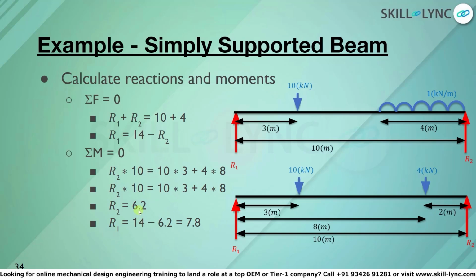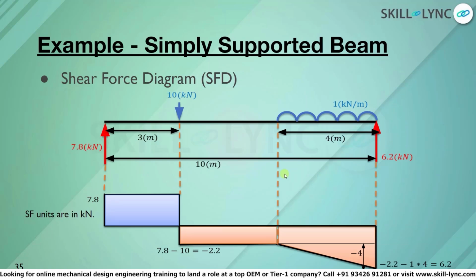So finally, to get R1, we can substitute this value in the first equation where we found that R1 is equal to 14 minus R2. And finally, we get the answer R1 is equal to 7.8. So R1 will be equal to 7.8 kilonewtons. Thus, we now know the values for both R1 and R2. Let us now plot the shear force diagram for the simply supported beam.